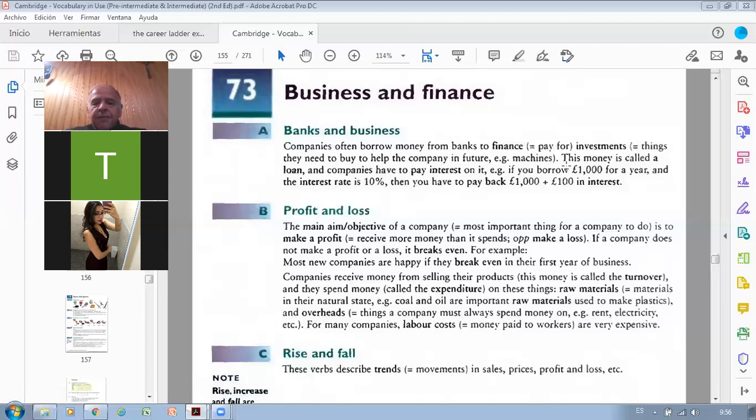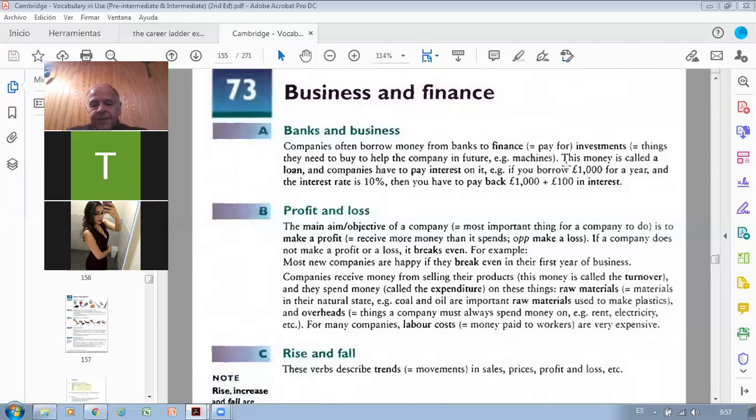Companies receive money from selling their products. This money is called the turnover. Ya, the turnover son las ventas. ¿Ya? Y las ganancias. La ganancia por las ventas. And that is called the turnover. Okay? Yeah, continue.